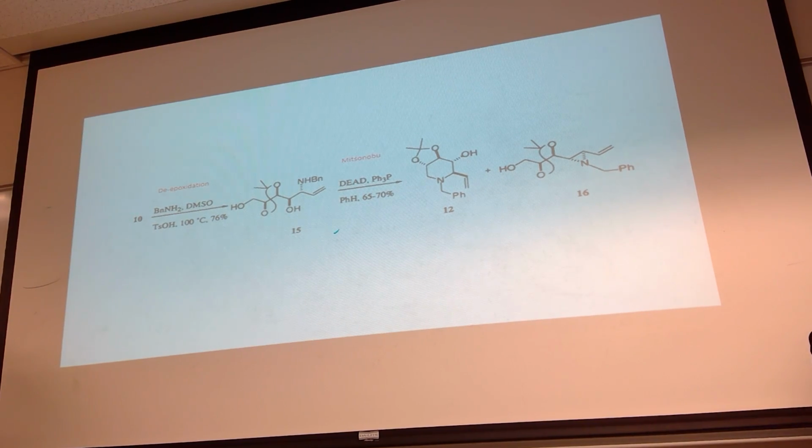Any questions? Yeah, so what's going on with the Mitsunobu maybe? So it was a cyclization with just your typical triphenylphosphine and DEAD. So it just resulted in a mixture.